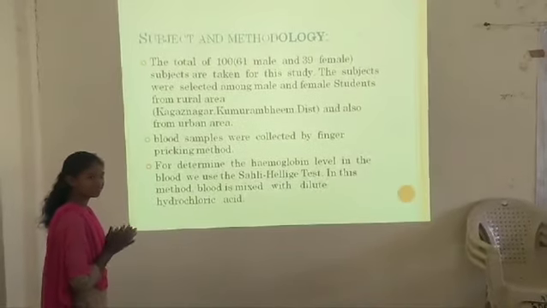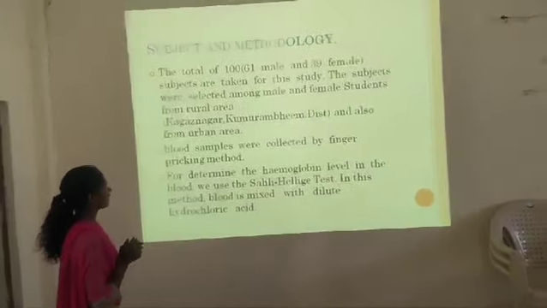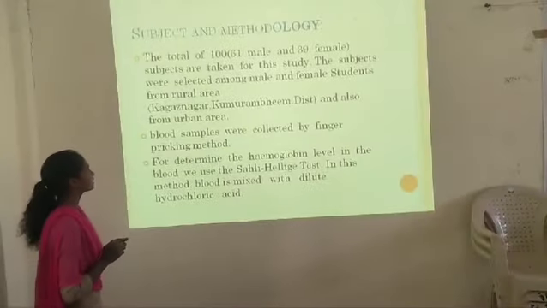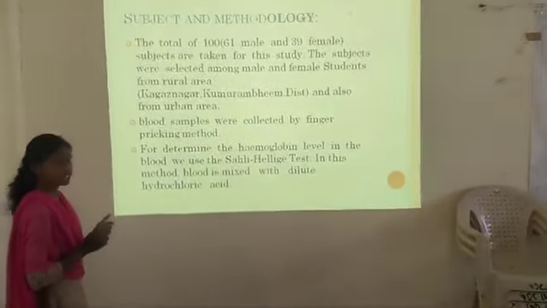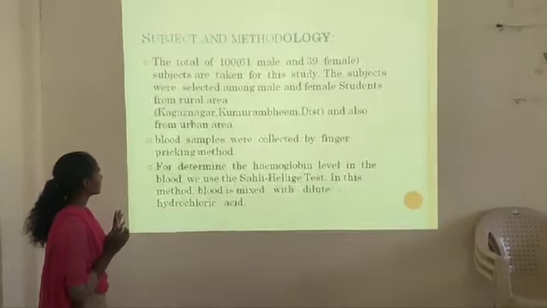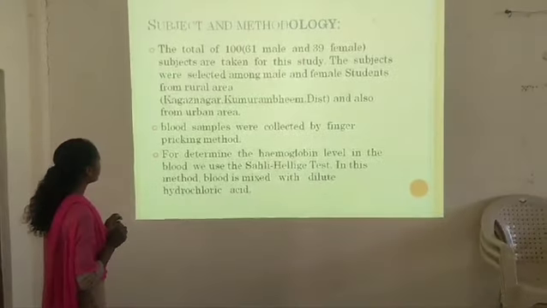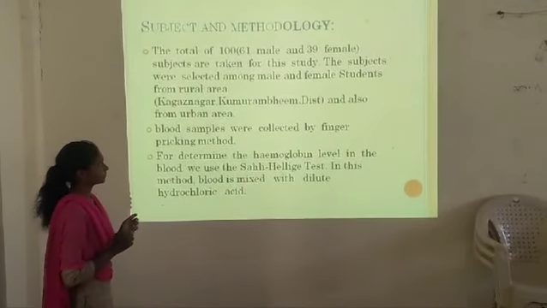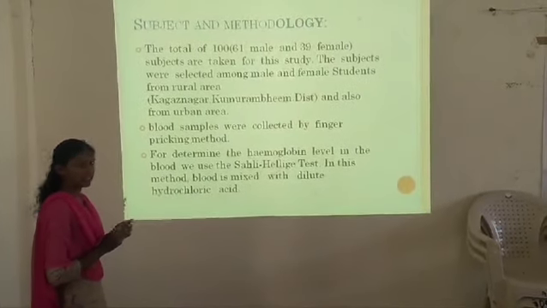Subject. 39 female subjects are taken for this study. The subjects were selected among male and female students from rural area, Kagasnagar district, and also from rural area. Blood samples were collected by finger pricking method to determine the hemoglobin level in the blood.